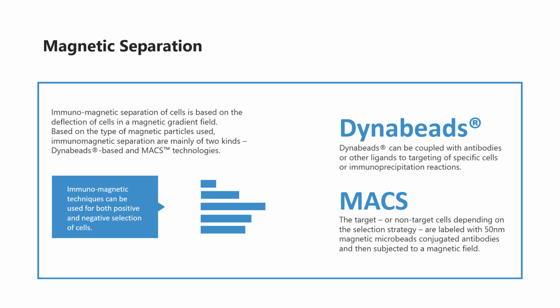The magnetically activated cell sorting technology was first developed by Miltenyi Biotec in the 1990s and since then has become a staple in cell culture laboratories and clinics for the rapid and bulk isolation of desired cells. The target, or non-target cells depending on the selection strategy, are labeled with 50 nanometer magnetic microbead-conjugated antibodies and then subjected to a magnetic field.